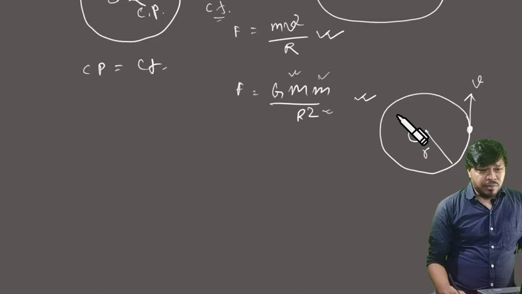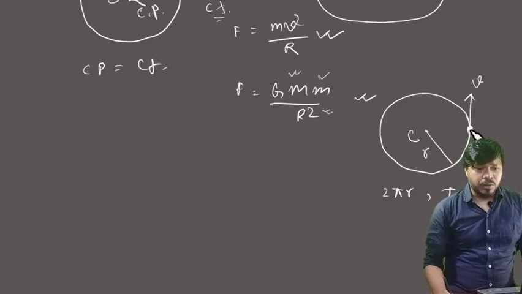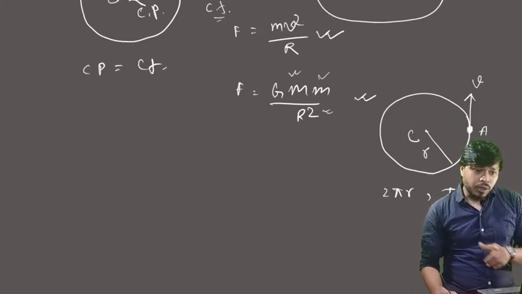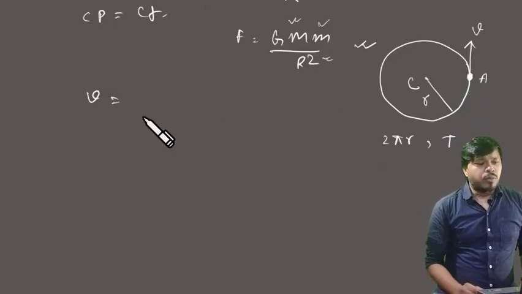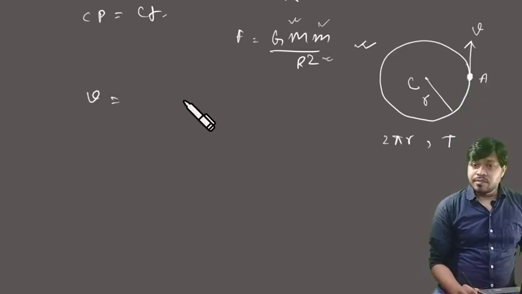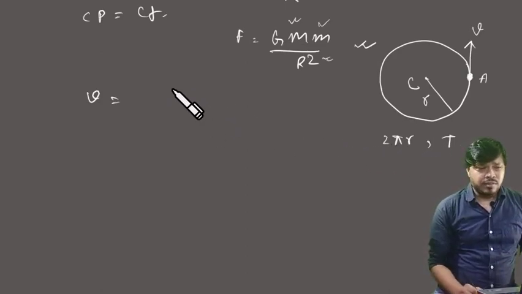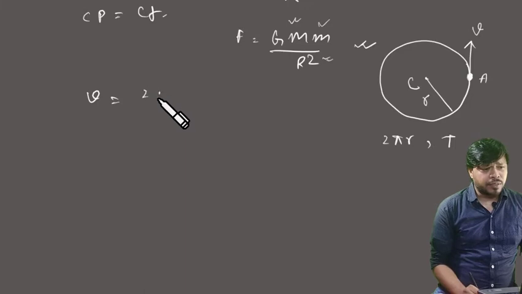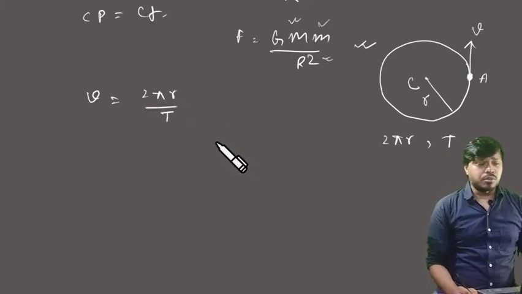So what is the perimeter of the circle? 2 pi r. And let's say the time period of rotation of this body is capital T. That means if the body starts from A, it rotates all the way and comes back to A again at time T. So what do we get? The velocity equals the distance traveled in 1 second. Here the particle moves 2 pi r distance in T seconds, so the velocity equals 2 pi r by T.